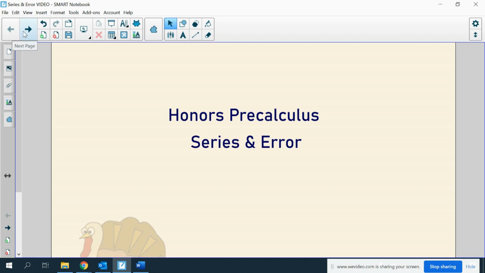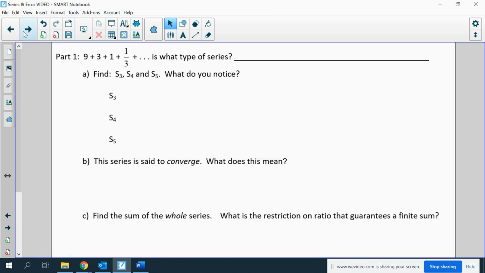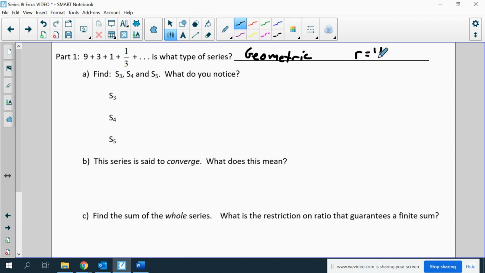This video is about series and error. So if we look at this series, 9 plus 3 plus 1 plus a third and so on, that type of series is geometric. And the reason we know it's geometric is because we continue to multiply by the same thing. So our R value here is 1/3. We're multiplying by a third every time.